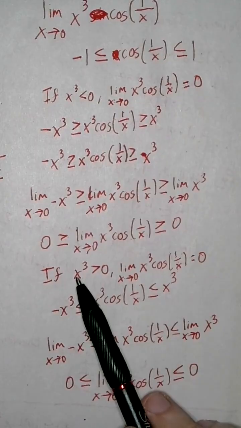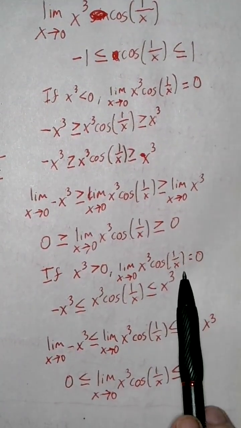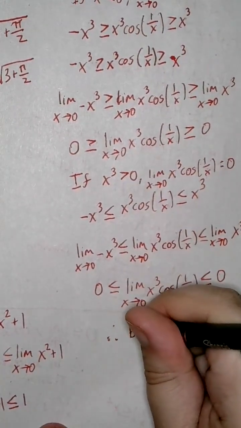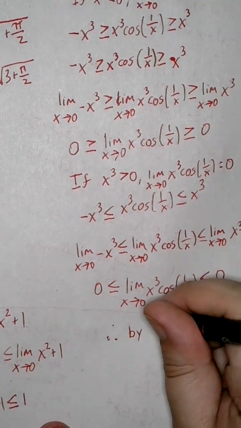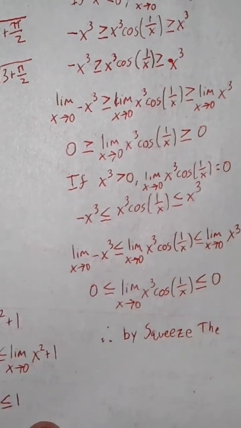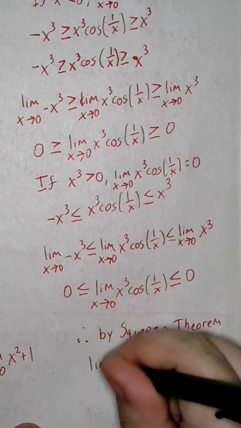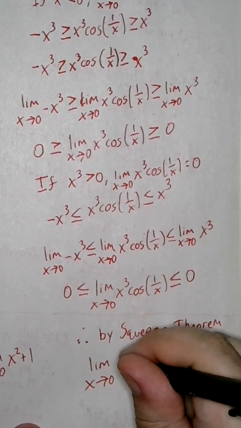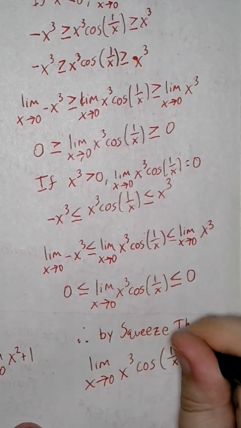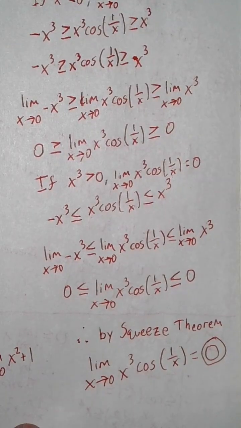So I've shown whether x cubed is negative or positive, I still end up with the same answer. So therefore, by the power of the squeeze theorem, the limit as x approaches 0 of x cubed times cosine of 1 over x is equal to 0.